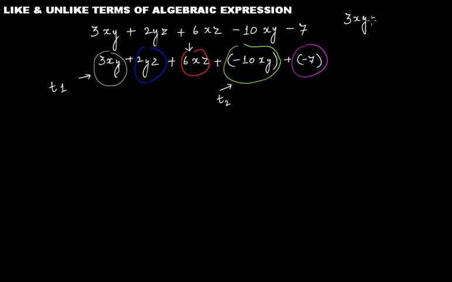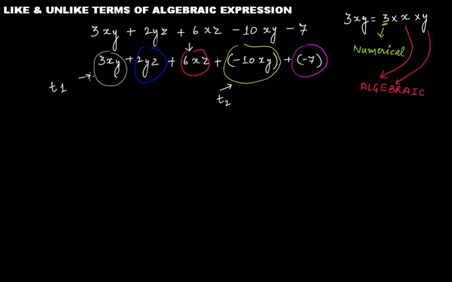So if this is term 1 and it is 3xy, we have discussed that this can be written as 3 times x times y. 3 is the numerical factor, and this x and this y, these are actually what? Algebraic factors. So algebraic factors are those factors which are actually variables. So 3xy is made up of three factors. One is numerical and two are algebraic factors.